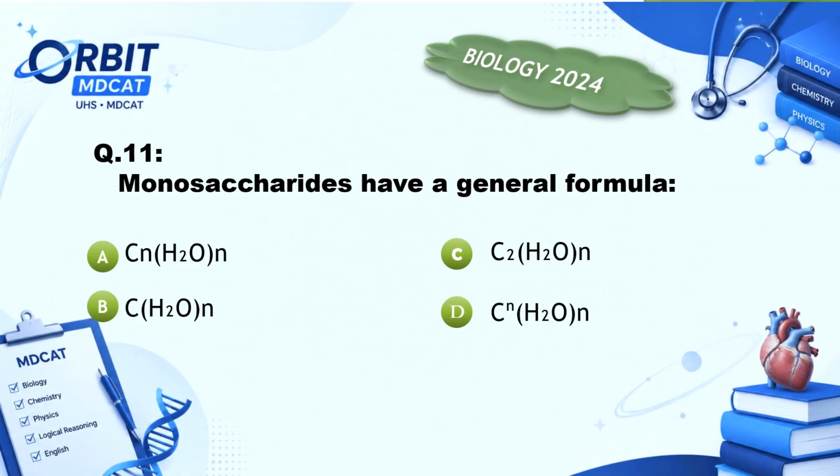Question number 11: monosaccharides have a general formula. You can see the options. I want to tell you something: in the UHS key its option was given as beta. Obviously its answer is alpha.